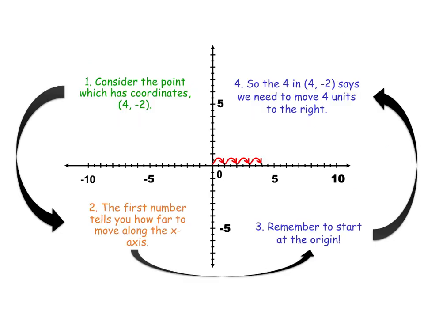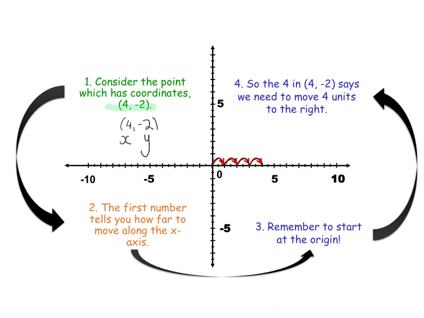So we're going to get used to plotting a few different points. The first one we have here is to consider the point which has the coordinates (4, -2). The first number tells us how far to move along the x-axis. If you look along here, we have the point (4, -2). So the 4 corresponds to the x value, and the -2 corresponds to the y value. So you can see here that I've moved 4 spaces: 1, 2, 3, 4.